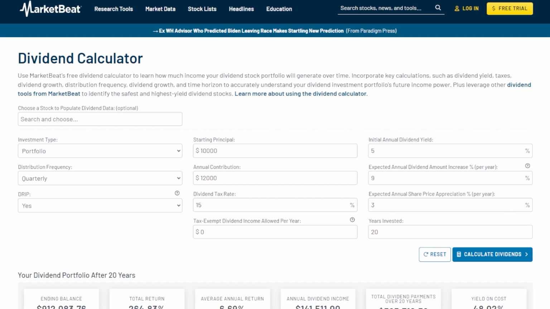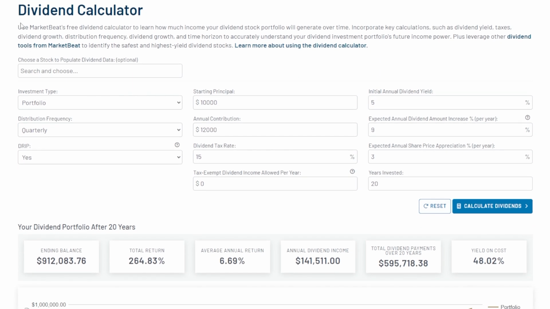I don't own this or anything. This is just one of the ones I like and use often. But they pretty much all do the same exact thing. So for this dividend calculator, you can basically type in any stock or ETF, or you can look into some of the metrics that whatever stock or ETF is offering and input that data yourself.